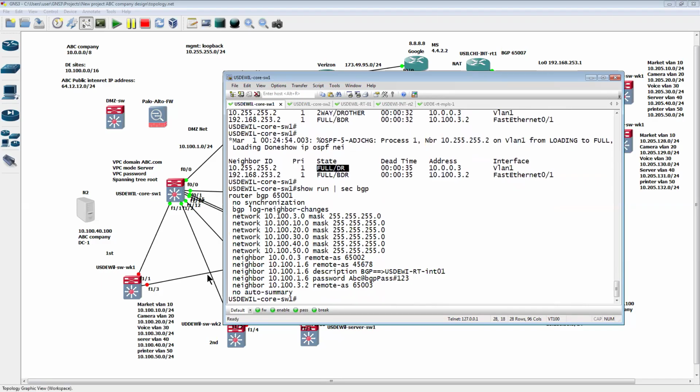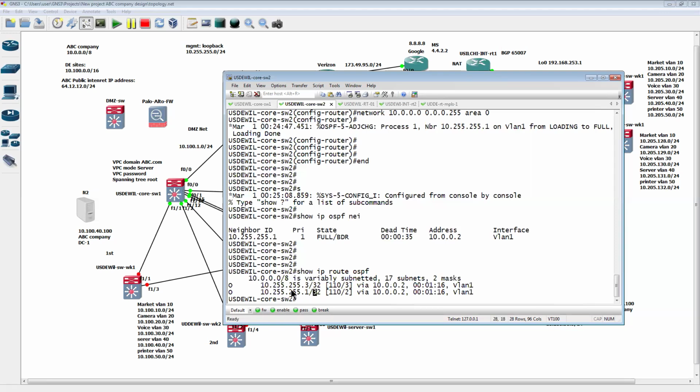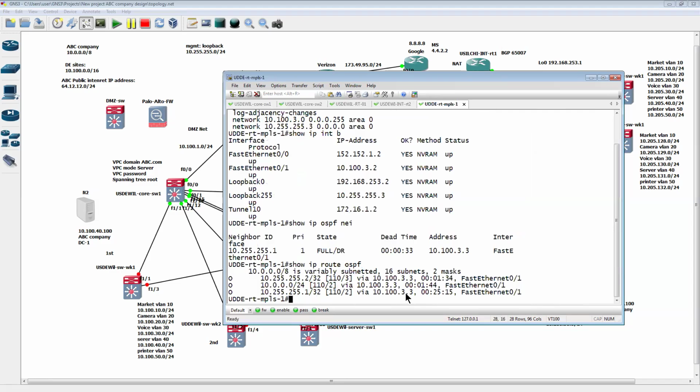See, we only advertise specific VLANs, all these VLANs in here, with BGP, right? Only that 10.0.0.0 is not advertised in BGP, but this time the VLAN is advertised by OSPF. You see in here, if you go back to here, OSPF. You see now in here.